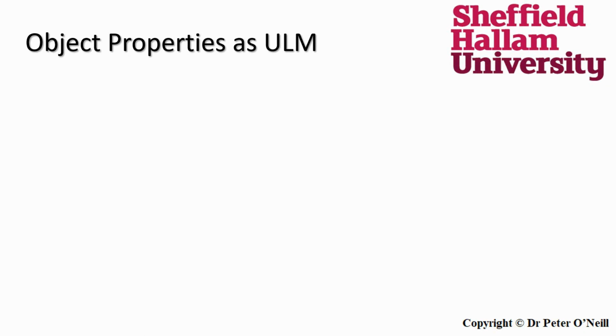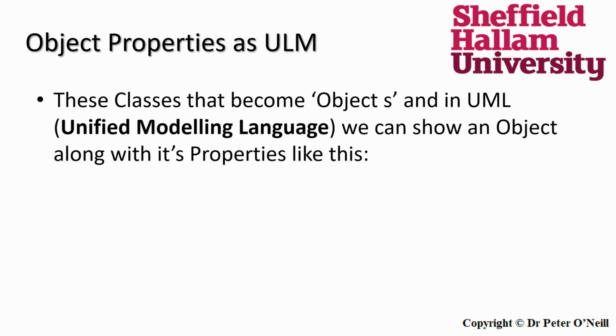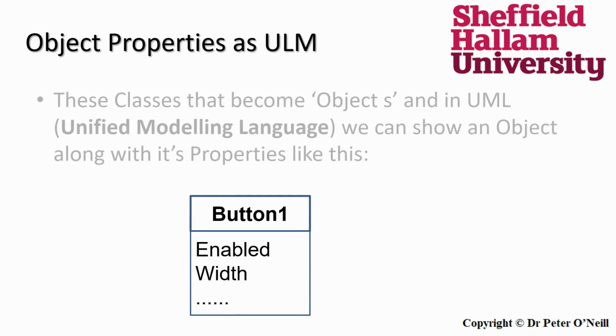Object properties as UML. These classes that become objects, and in UML, Unified Modeling Language, we can show as an object along with its properties, like this. So here is our button, which is our class. And within that, we have our properties, which are enabled, for example, or the width, or the text contained within it, and so on.